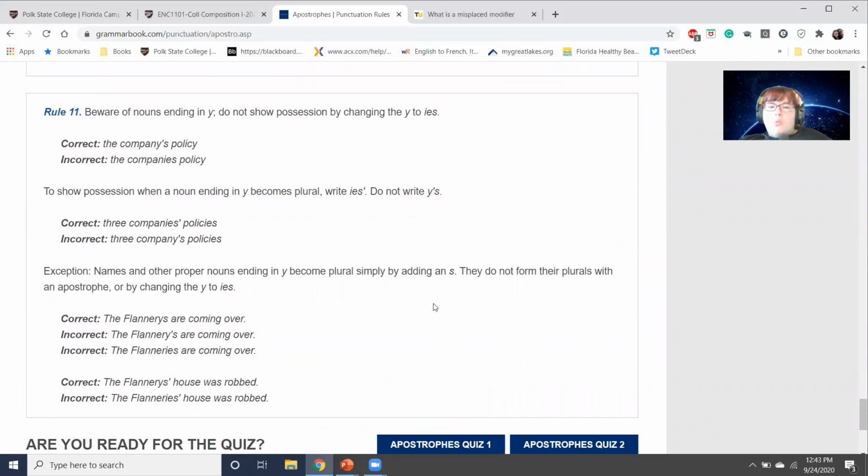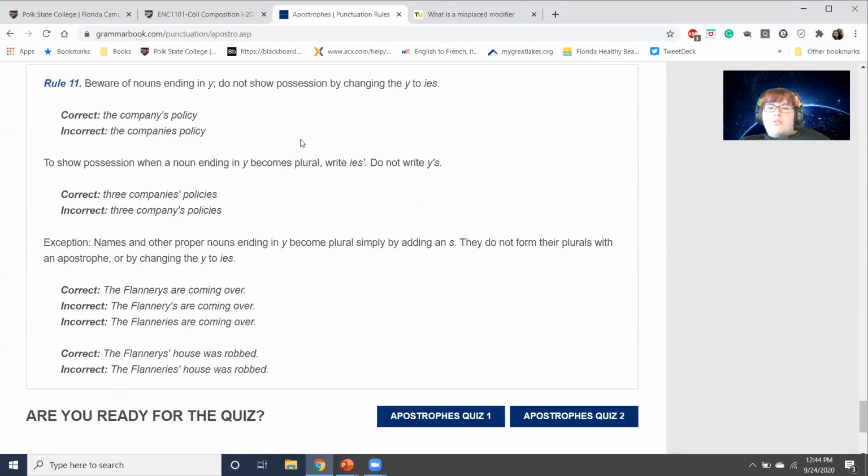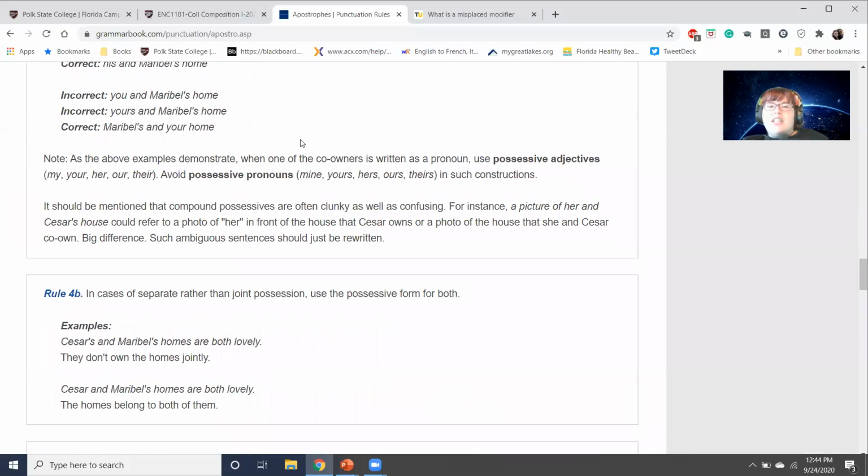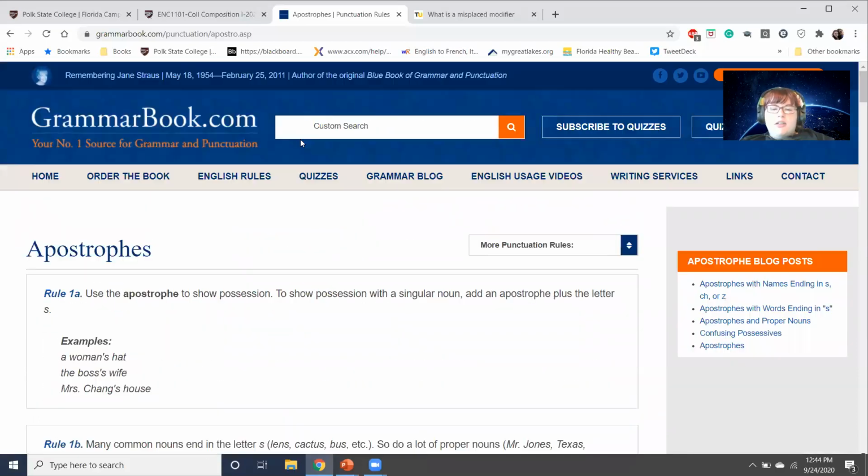Beware of nouns ending in y. Don't show possession by changing the y to ies. So if you're saying singular, the company's policy, we don't want to change it to plural, because now you're saying the policy of many companies.